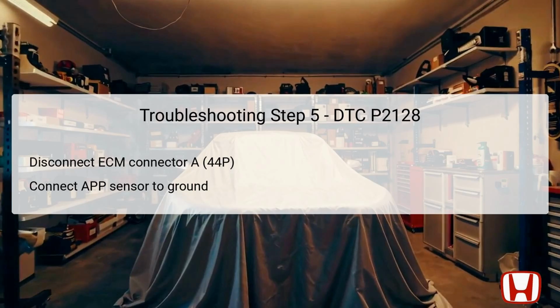Once the ECM is disconnected, proceed to connect APP sensor's terminal number 5 to the body ground using a jumper wire. This step allows the system to bypass the APP sensor briefly and check for continuity, which will help in identifying if the signal sent to the ECM reaches ground properly.